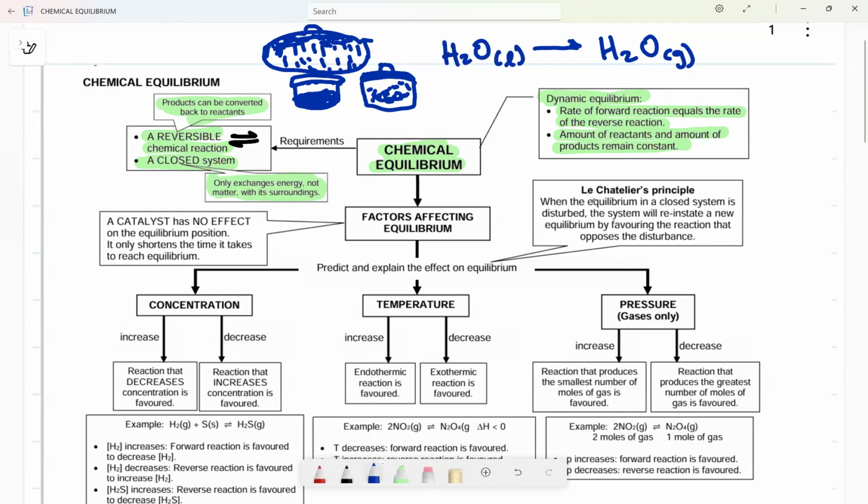Now, can you agree with me that the very same gas that has risen will go back down to the bottom in a form of what? In a form of H2O, but in liquid form.